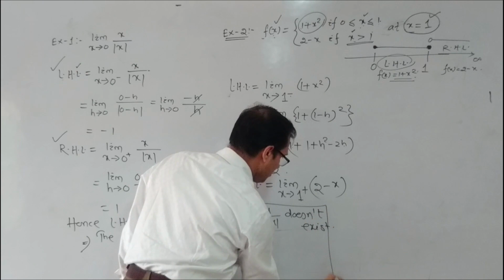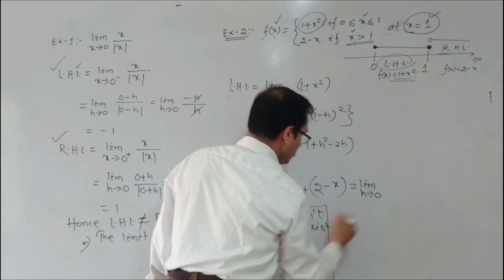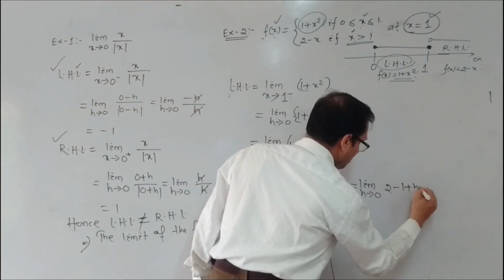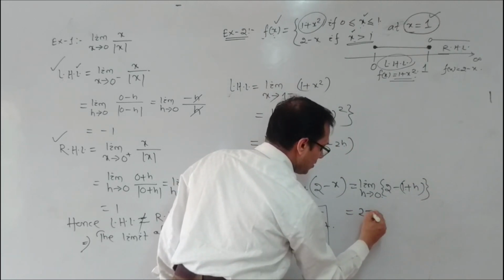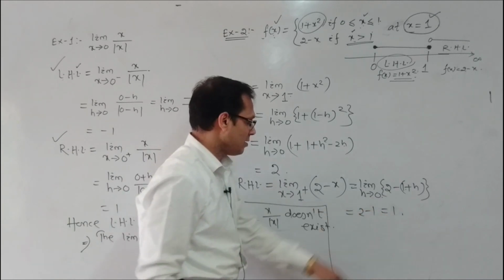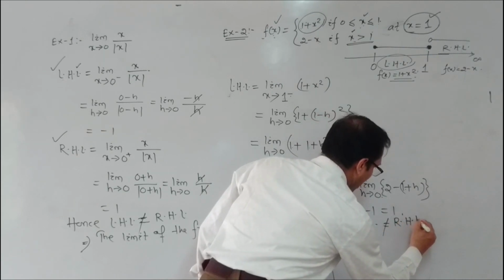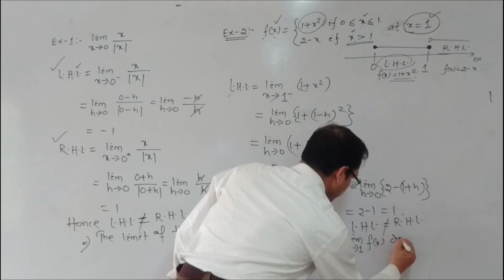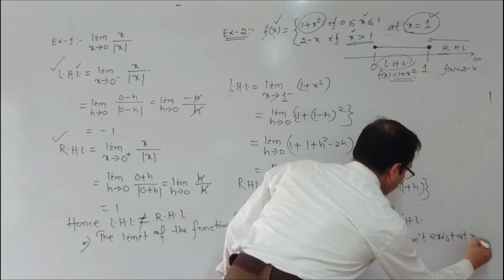So this is nothing but the limit h tends to 0 of 2 minus x, where x should be replaced by 1 plus h. When h tends to 0, we get 2 minus 1, that is equal to 1. Here you see left hand limit is equal to 2, right hand limit is equal to 1. So LHL is not equal to RHL. That implies limit x tends to 1 f(x) does not exist at x is equal to 1.